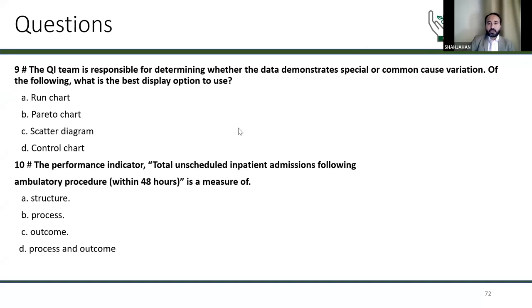Okay, so I want to see the comments. What are the comments for question number 9? Sundas D. Zafar Iqbal A. Okay, anyone else want to comment?